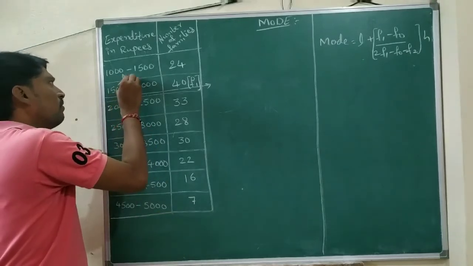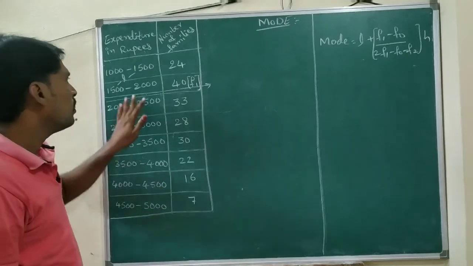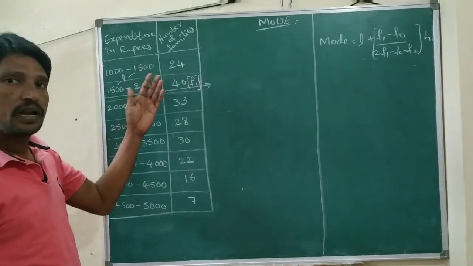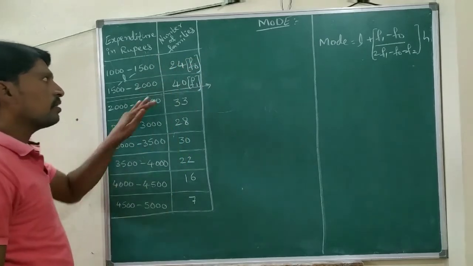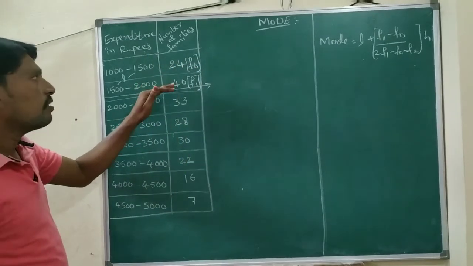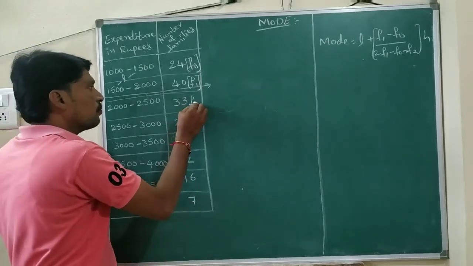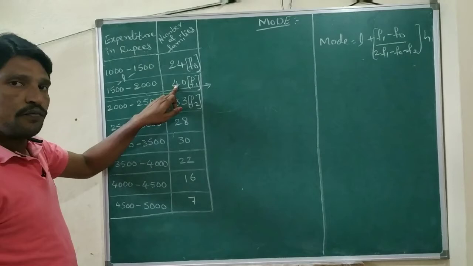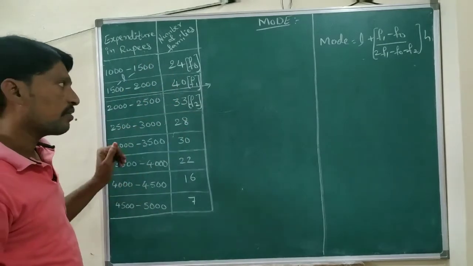Again we need to find the L value. L means lower boundary. How are we getting it? The modal class lower limit and the preceding class upper limit, we need to take the average. F0 means frequency of the class preceding the modal class. F2 means frequency of the class succeeding the modal class.